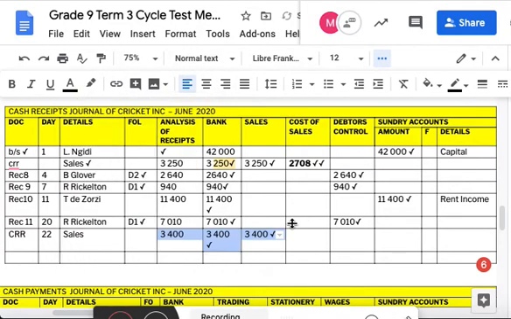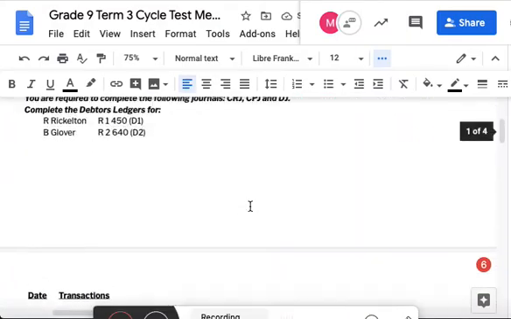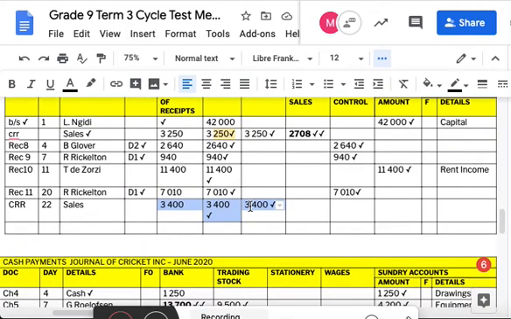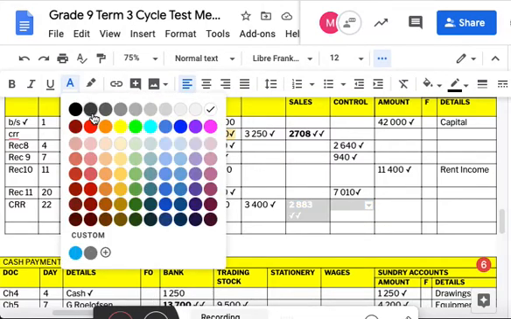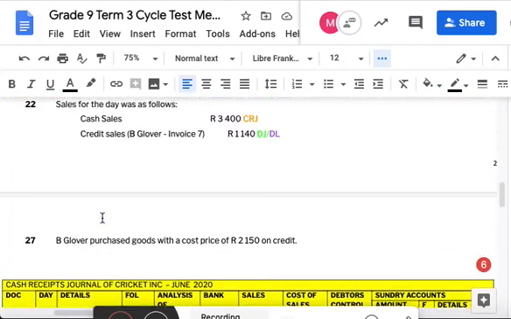Spot on. How do we work out our cost of sales? They give us our markup of 20%. We go 3,400 divided by 1.2, and you should get 2,283 Rand. Okay, happy days. Have we missed anything more?